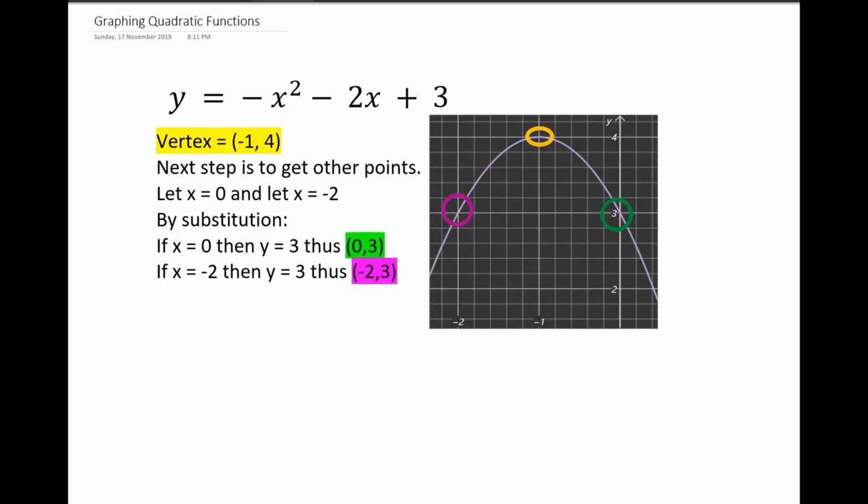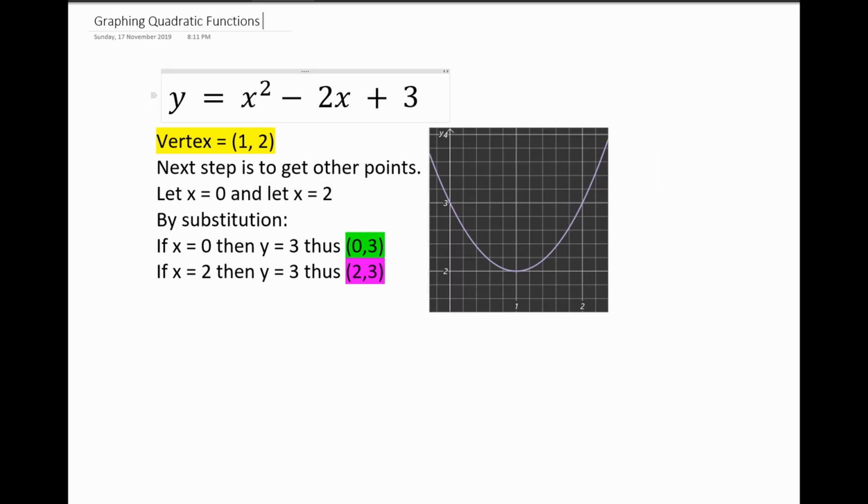If we graph our quadratic function, the vertex here in the yellow highlight is negative 1, 4. On the green highlight is 0, 3. And the purple one is negative 2, 3. As you can see here, the parabola is opening downwards because the coefficient of your first term is negative. Another sample where we can see the difference on the coefficient is this one. As we can see here, the coefficient is positive 1, thus having our parabola opening upward.